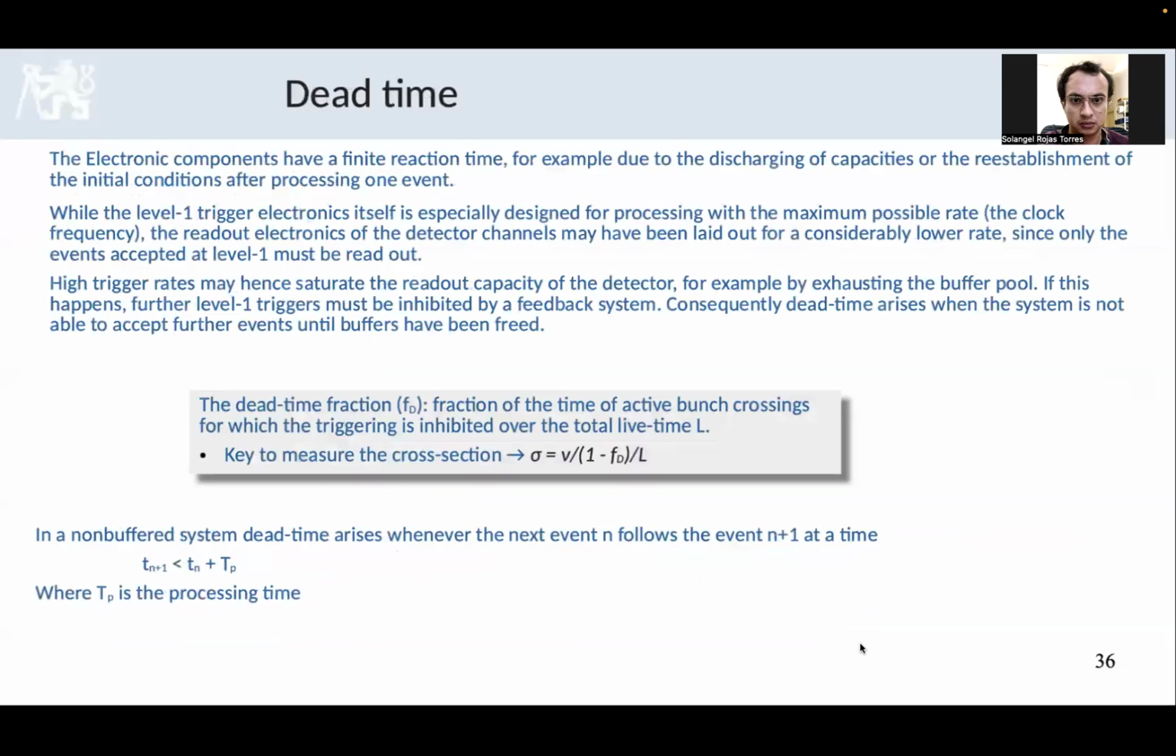Okay. And then we have the dead time, which is the time where the electronics cannot read out anything. They have a finite reaction time, and they need some time to establish their conditions to process another event. So the trigger level 1 is designed specifically to cope with the highest rates possible, to minimize the dead time as much as possible.